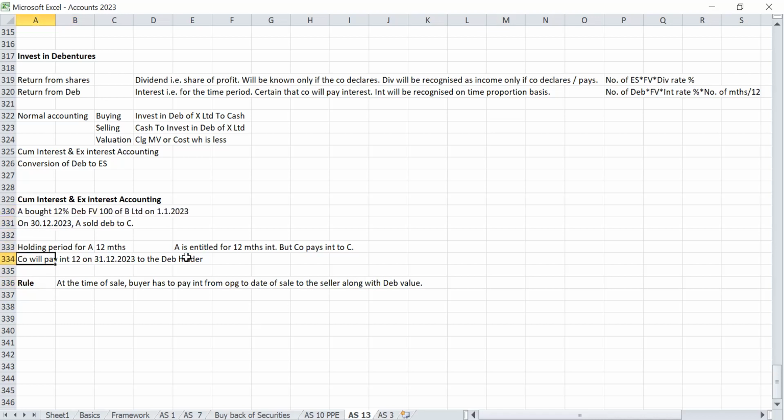Okay. Yes, sir. At the time of sale. What is the time of sale? In this case, 30th December 2023. Who is the buyer? C is the buyer. C has to pay interest from opening to date of sale. Means what? 12 rupees. Correct? Yes, sir. C has to pay 12 rupees interest to the seller. Who is the seller? A is the seller.